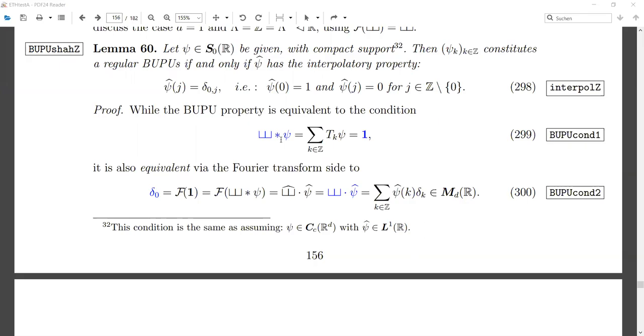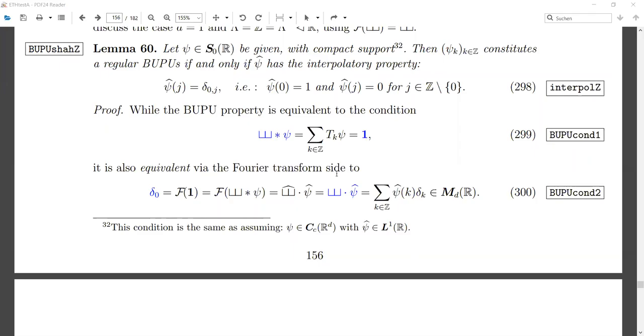And the claim is, it is a partition of unity if this is constant one. Now, clearly, this relationship, and now we are really free to do all the things that we would like to do, is equivalent to the corresponding statement on the Fourier transform side. So I'm switching sides. The Fourier transform of constant one is delta zero. Well, we have seen the inverse Fourier transform, but delta is flip invariant and of course also constant one. So inverse and forward Fourier transform are the same.